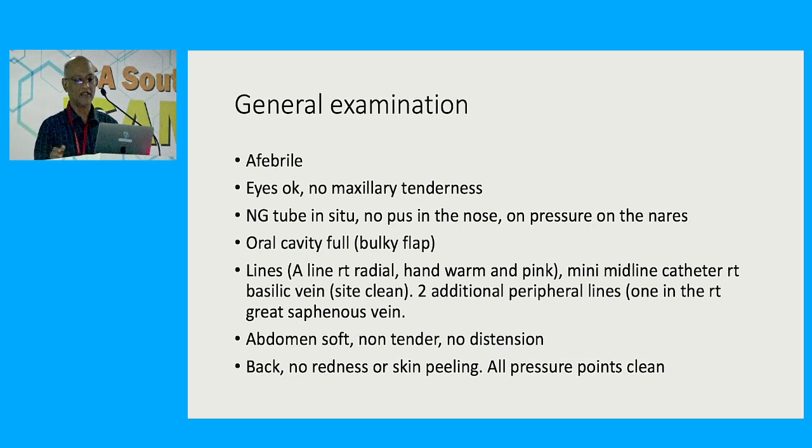There are two additional peripheral lines, one on the right, and one in the great saphenous vein in the leg. Okay. Now, abdomen is soft, non-tender, not distended. Back, you should always check the back for any skin peeling or any developing bed sore. Because if the patient is going to stay there for a week and you don't look at the back, at the end of the week, when you're about to shift the patient to the ward, you will find a bed sore there.